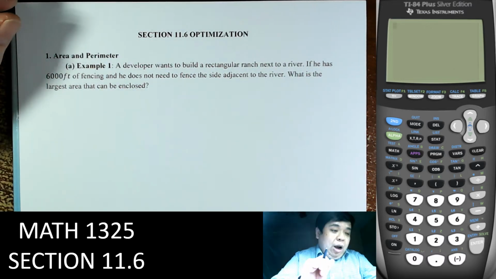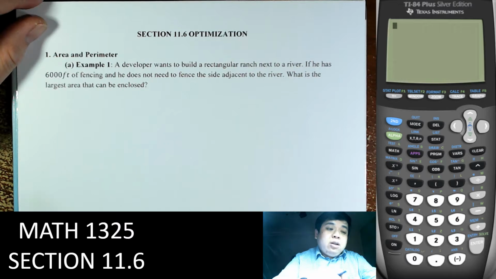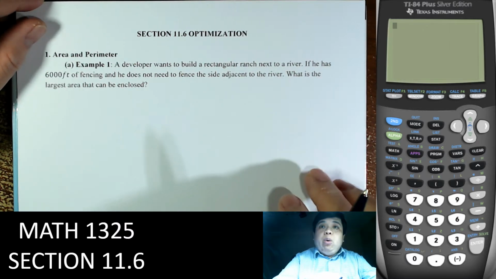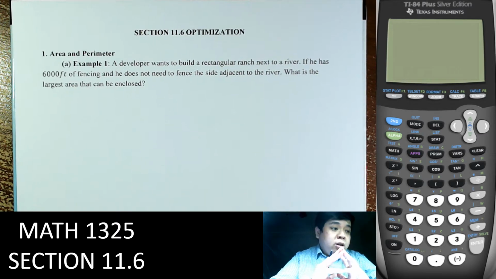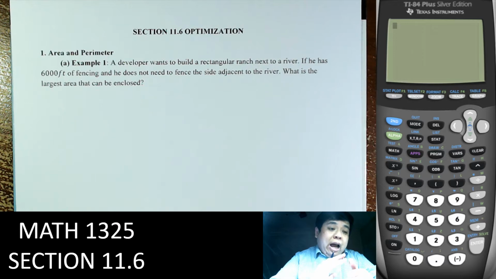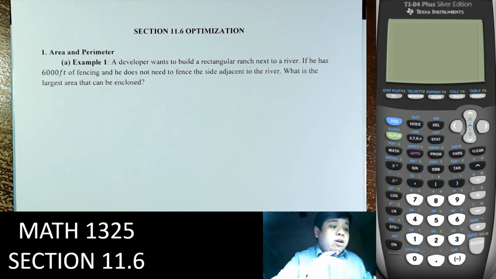Hi everybody, welcome to another video in Business Calculus, section 11.6, Optimization. In this section, we will have a lot of application problems of finding absolute maximum and absolute minimum. Right, let's look at the first example.